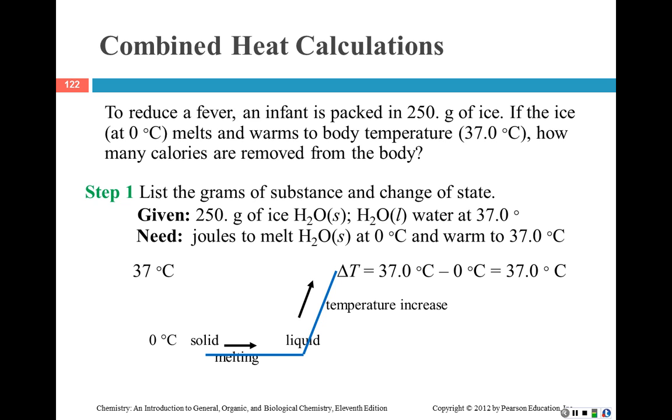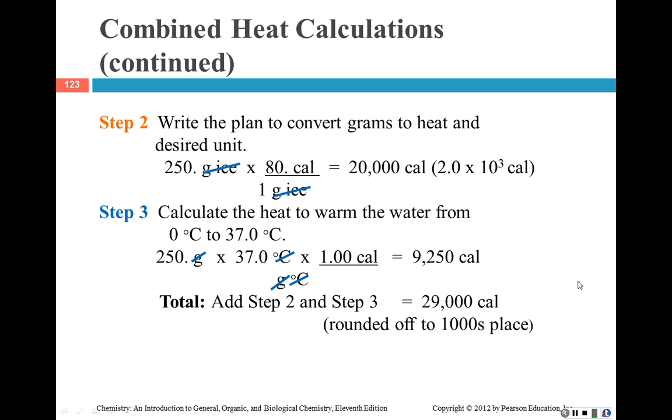What's the change in temperature? The change in temperature is 0 to 37 degrees if it goes all the way to body temperature, right? So that's a 37 degree change. You've got 250 grams and a delta T of 37 degrees. So if you've got 250 grams of ice, 80 calories per gram is 20,000 calories. The delta T is 37.